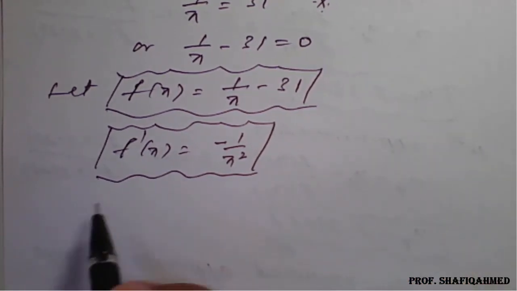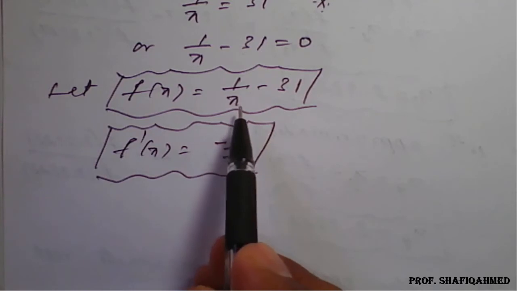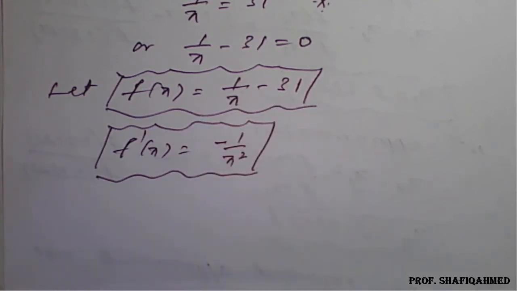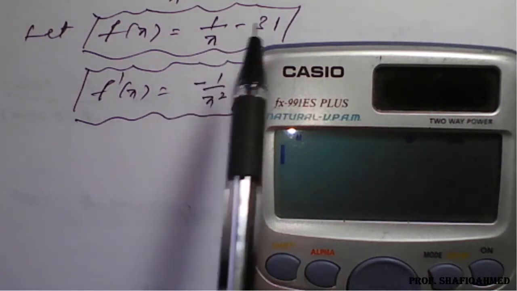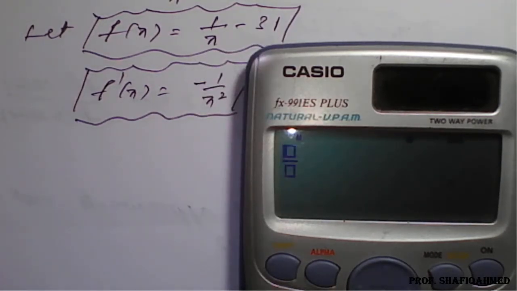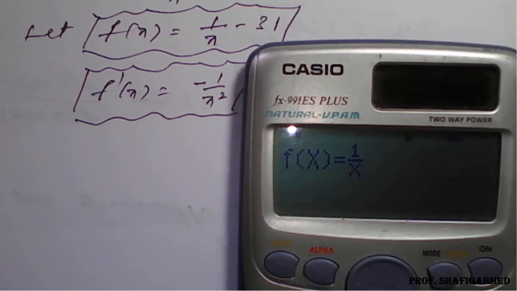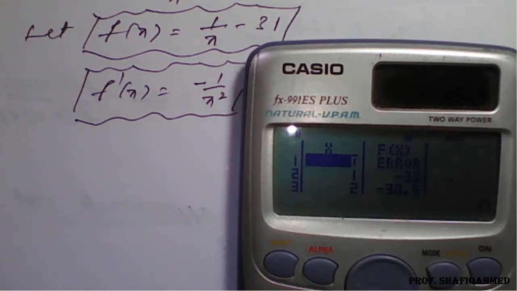Before that we need to find the x0 value. We'll apply values in 1 upon x minus 31 and check where the root lies, then we can find the x0 value from that. Let's see that. We type this equation 1 upon x minus 31 here, that is fraction 1 divided by x minus 31, using mode option 7 table. Then start value is 0, end value I will give 5, step size will be 1.